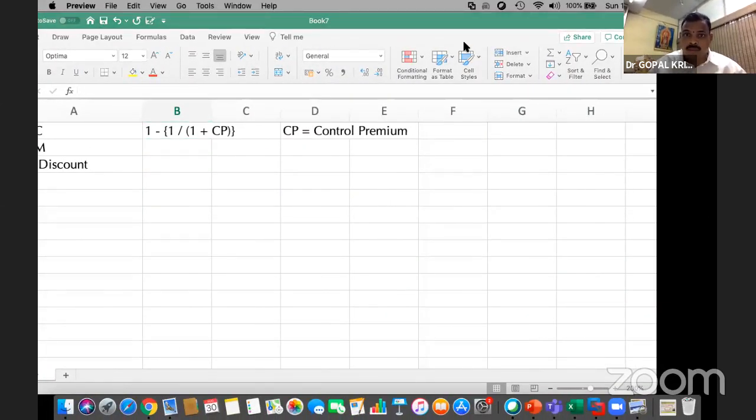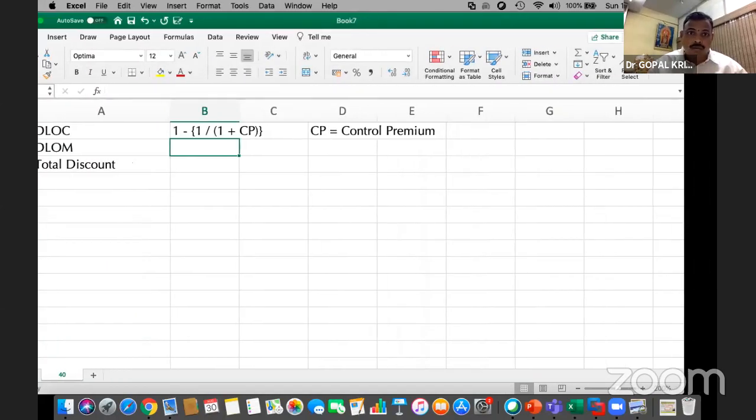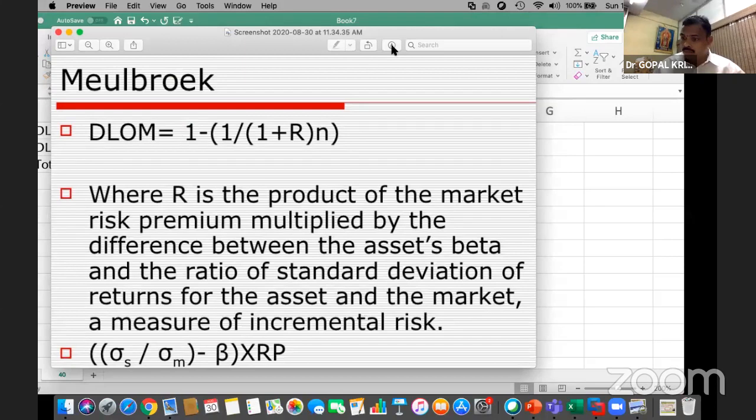This is the DLOM formula. I think it is visible to all of you. DLOM is 1 minus 1 divided by (1 plus R) whole power n. And what is capital R? Capital R is the standard deviation of the portfolio divided by the standard deviation of the market, minus beta, into the market risk premium. That is called R, which is a measure of incremental risk.